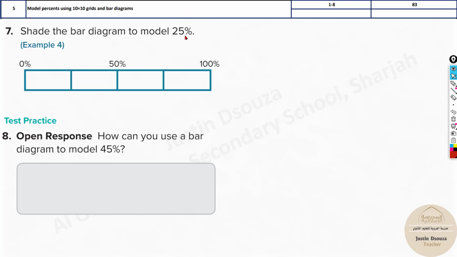They have asked us to shade only 25%. So this much is 50. Half of that is 25. So shade only one block. That is the answer.